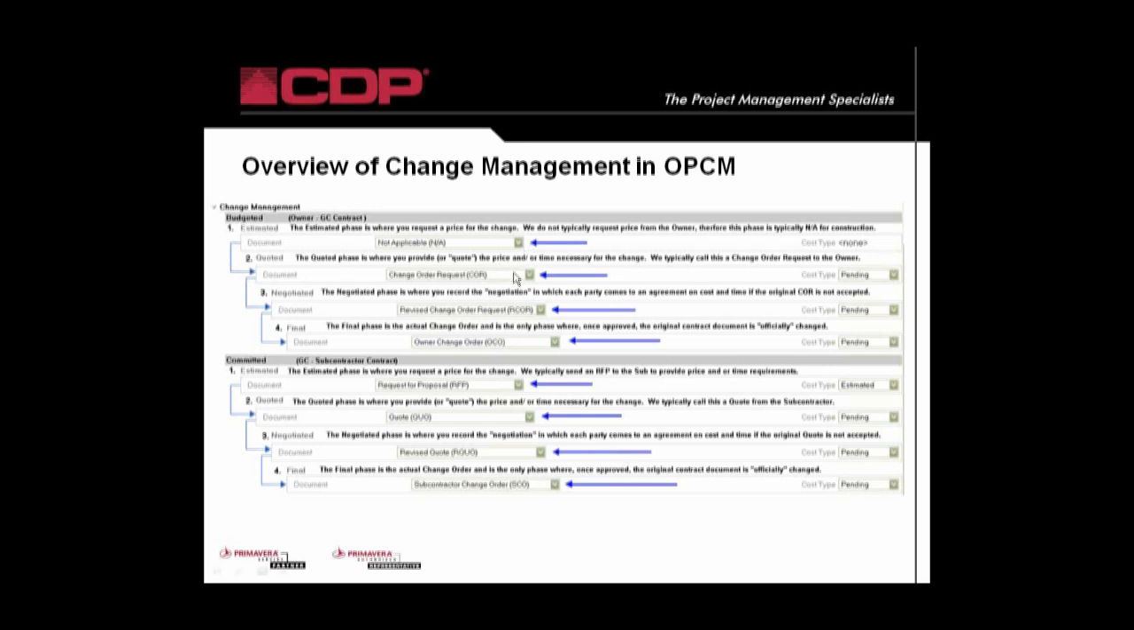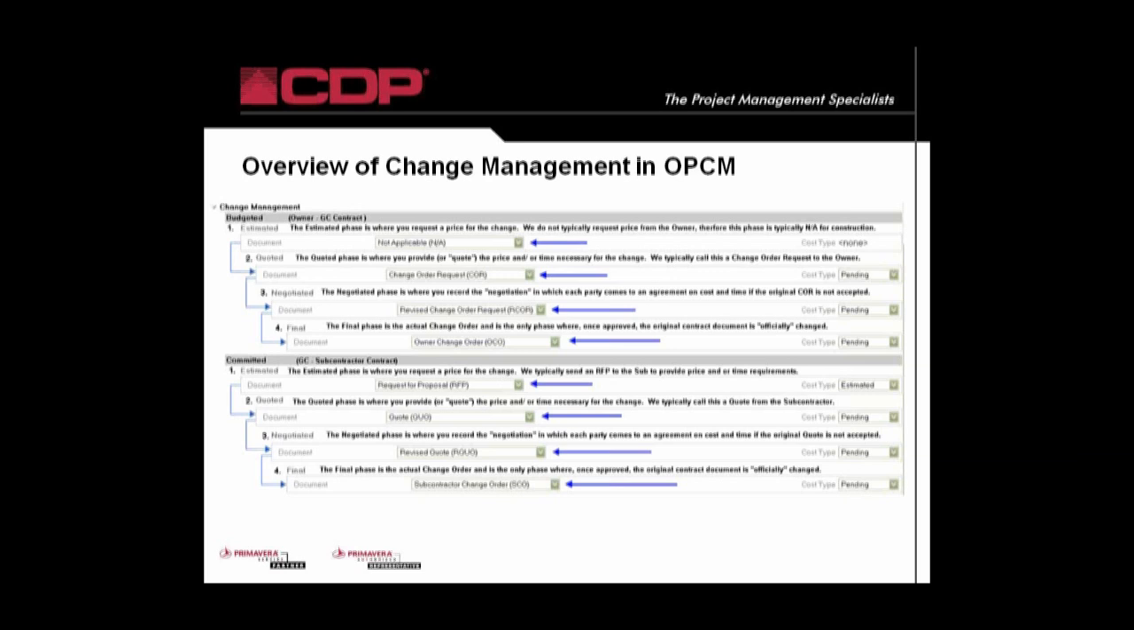So on the budgeted side, you would have an estimated phase. This is where you request the price for the change. Okay. You would have a quoted phase. This is where you would provide the quote or receive the quote, okay, that you would receive the information or the price for the change that's being recorded. This could also be represented in time as well as dollars. A negotiated phase of change is where you record the negotiation. If the original value is not agreed to by both parties, then you may need to go through some negotiated rounds of proposals to get to the final. And then your final phase is the actual change order document itself.